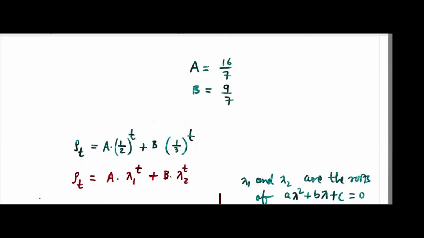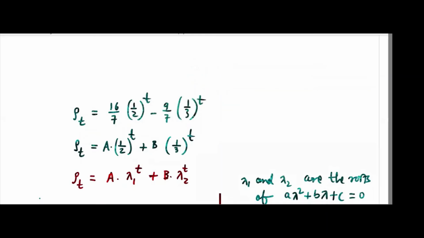And the other equation also, if you try, it will be satisfied. So let me, I think this is minus, okay, because A plus B will be one: 16 minus 9, that is 7/7, 1. So the final rho t will be equal to 16/7 to the power t, and then minus 9/7 times (1/3) to the power t. That's all. This is the final solution.